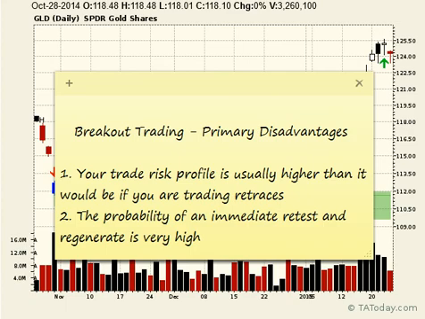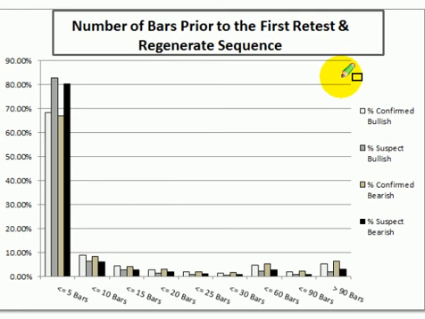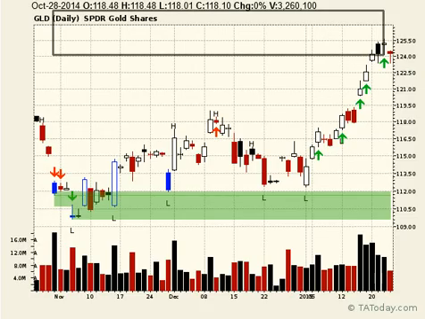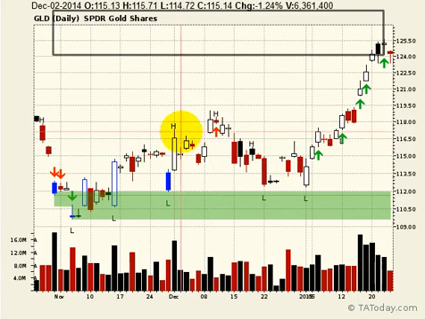And here are some stats that I had in my third book: the number of bars prior to the first retest and regenerate sequence. This is a stat showing that. So once again, let me pull up the chart and show you what I'm talking about with respect to this. Let me grab the chart here, and there we go. So when this breaks out, what is the probability? And here's another good example of it.